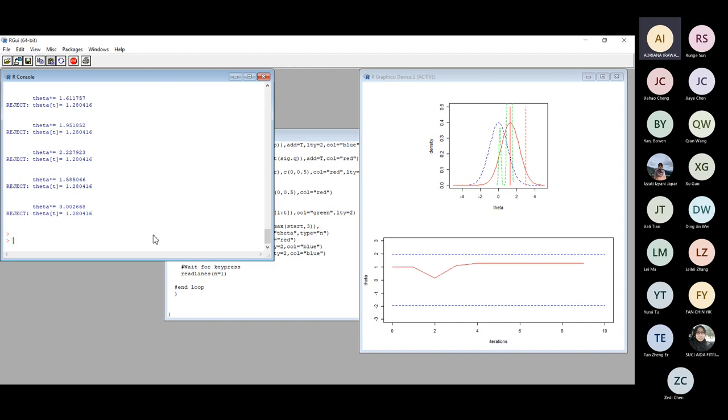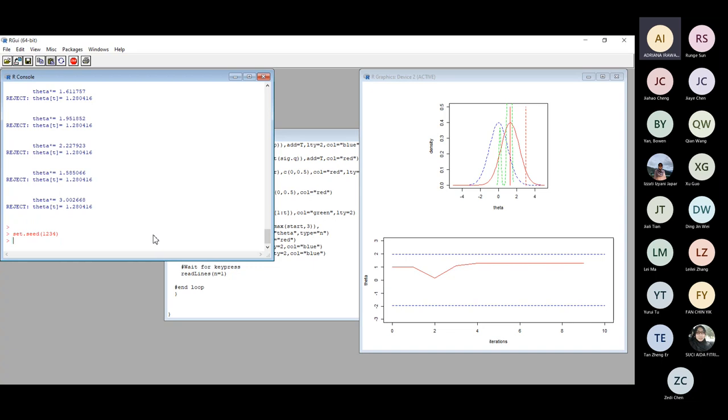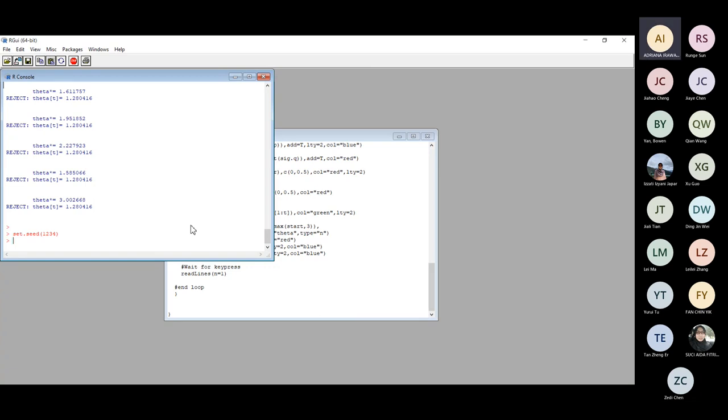One thing I forgot to say: because this is random, if you don't use the same seed as me, you get a different answer. Let us decide on the same seed. Set seed 1, 2, 3, 4. When you do random sampling, if you don't use the same seed as me, you get a different answer. So I use set seed 1, 2, 3, 4, then run this again.